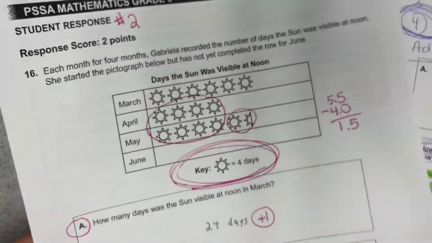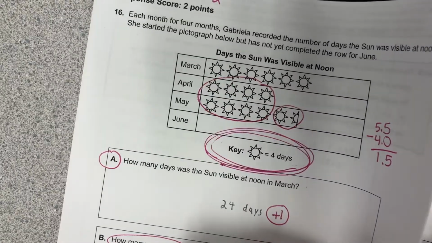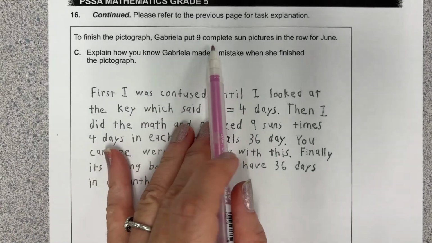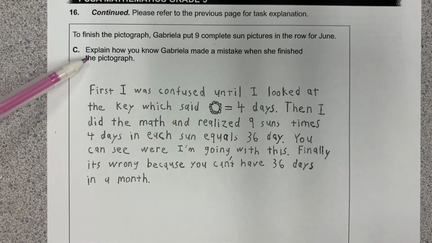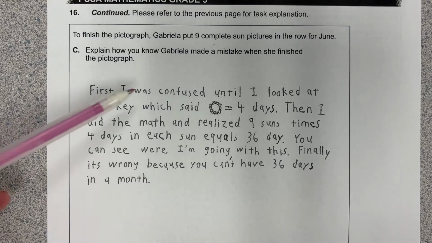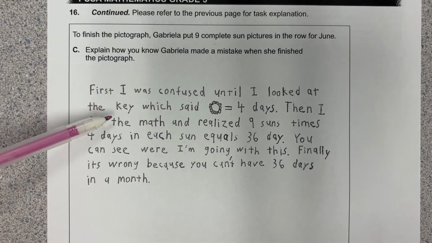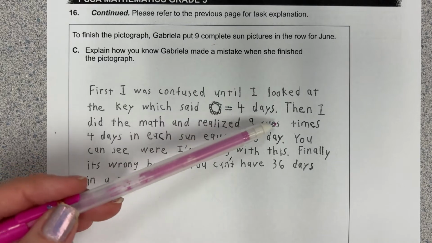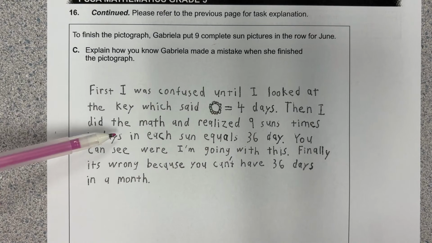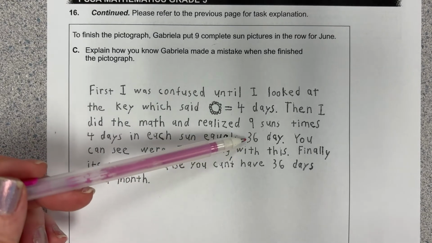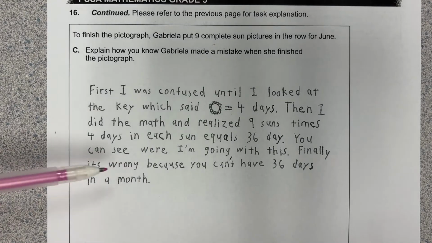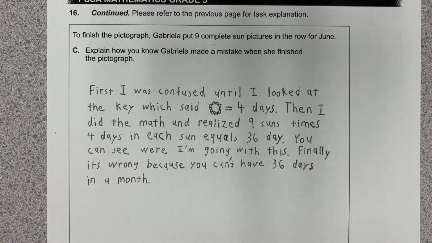And now for part C. Let's look at part C. All right, this is the 9 suns in June. Explain how you know Gabriella made a mistake. Let's read it. First, I was confused until I looked at the key, which said a sun equals 4 days. Then I did the math and realized 9 suns times 4 days, and each sun equals 36 days. You can see where I'm going with this. Finally, it's wrong because you can't have 36 days in a month.